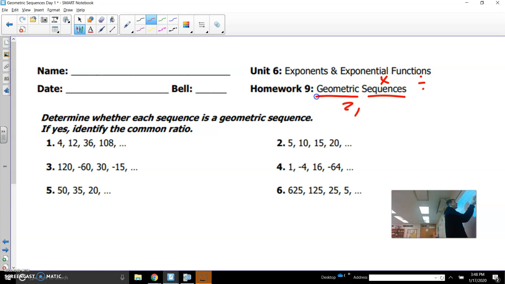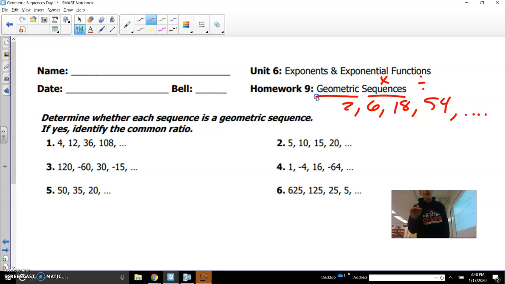Let's say you start with 2. Multiply that by 3 to get 6, multiply 6 by 3 to get 18, multiply 18 by 3 you get 54, and that pattern could just continue multiplying by 3 for bigger and bigger numbers, and that would be called geometric because it's consistently multiplying by 3.